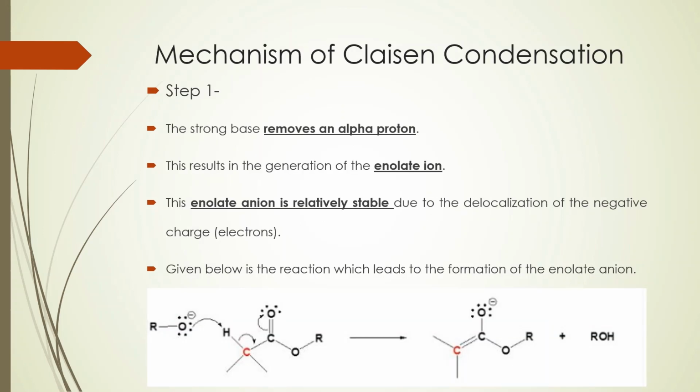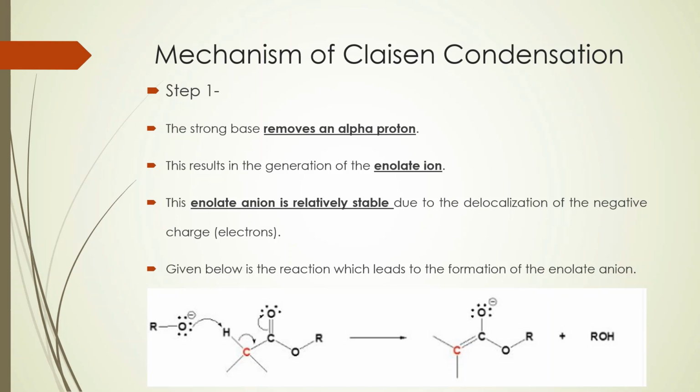Now we will see the mechanism of Claisen condensation. This mechanism comprises 3 steps. Step 1: in step 1, the strong base removes an alpha proton. When an alpha proton is removed by the strong base, it results in the generation of an enolate ion.